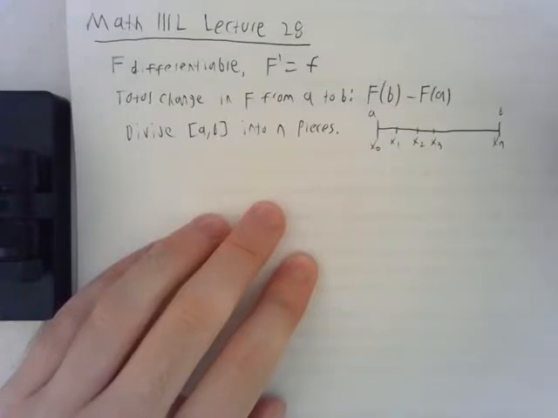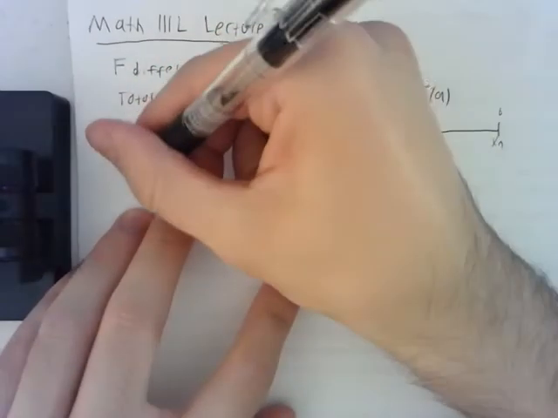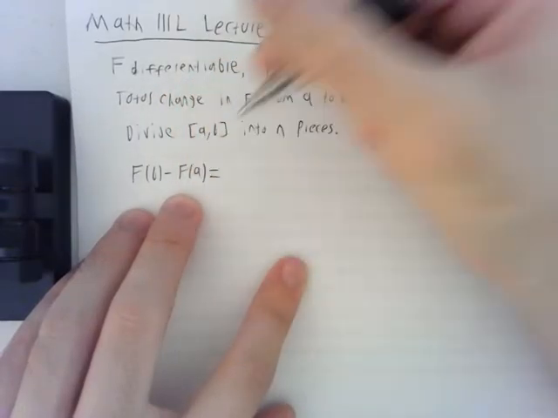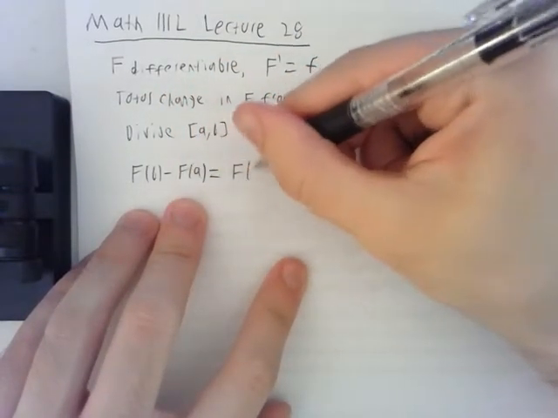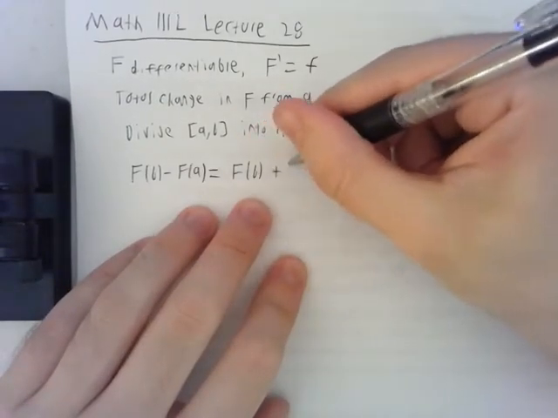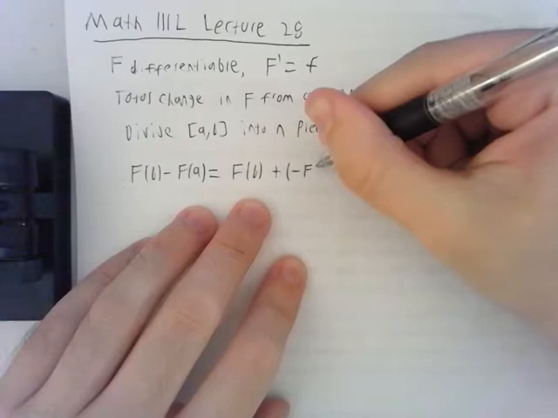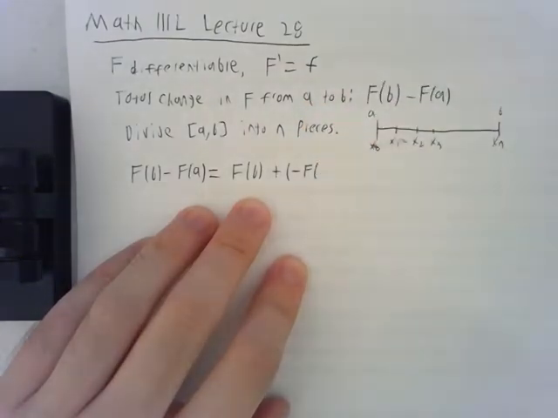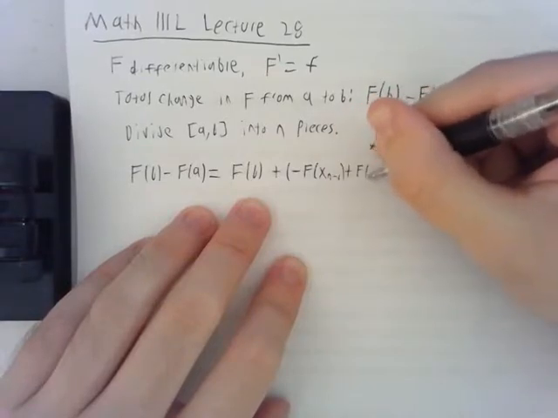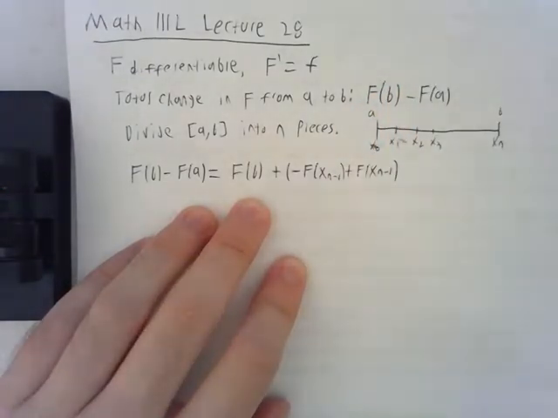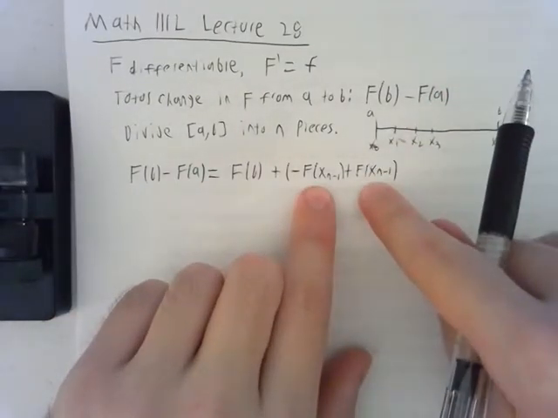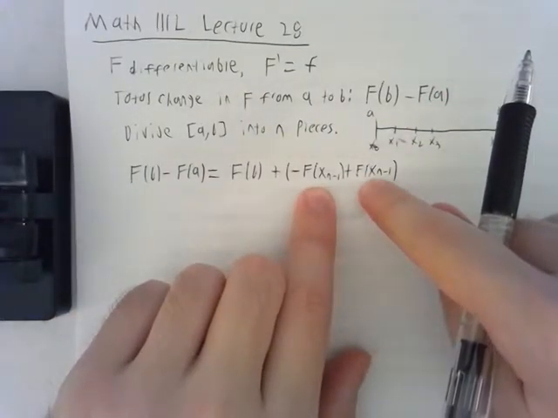And so I can write that F of b minus F of a is equal to F of b plus negative F of x sub n minus 1 plus F of x sub n minus 1. Obviously this is true because this term here is just equal to 0, so I haven't done anything really.